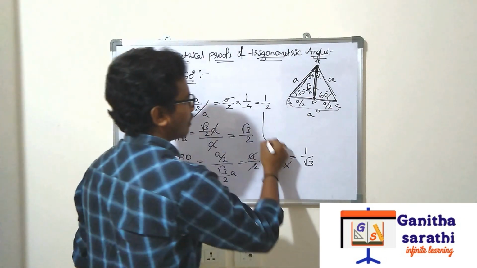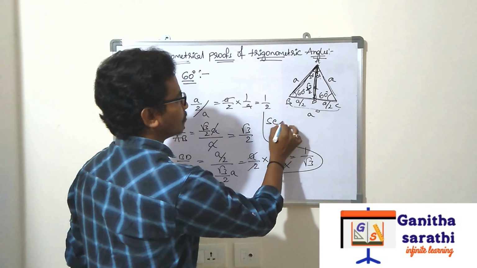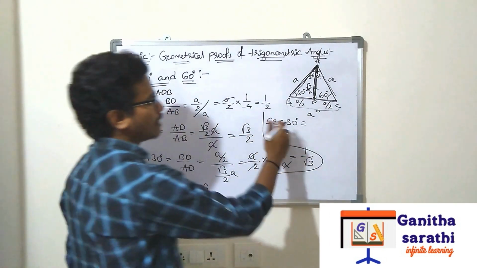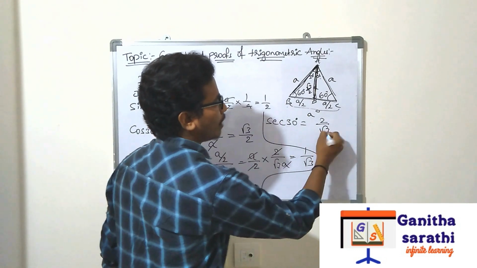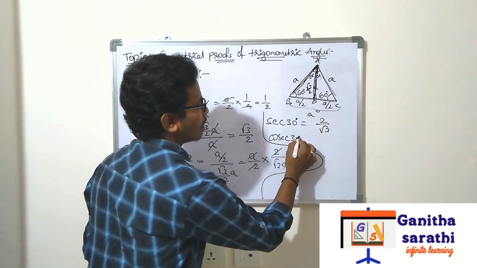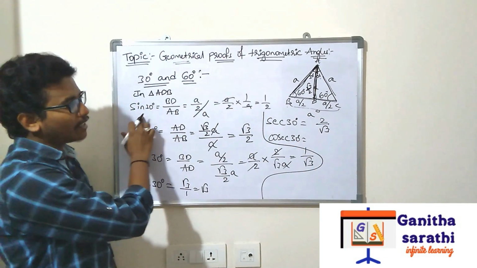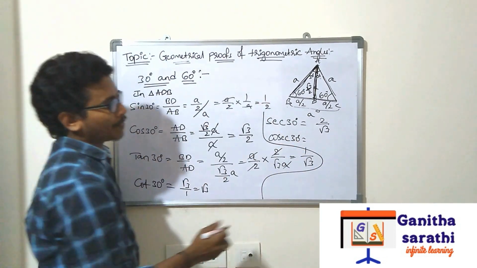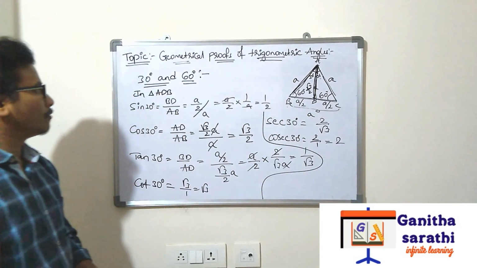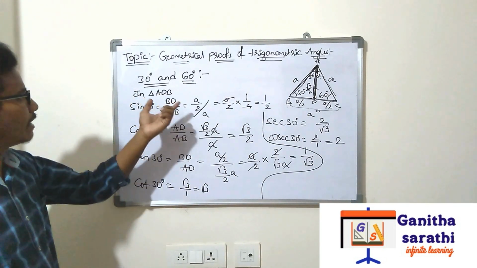Okay. Next, what is secant 30? Reciprocal of cos. What is cos value? Root 3 by 2. Then secant 30 will be 2 by root 3. Next, cosecant 30. What will be cosecant value? Reciprocal of sine. What is sine 30? 1 by 2. It will be 2 by 1. 2 by 1 means what? 2. So we got all the values of 30 degrees, right?